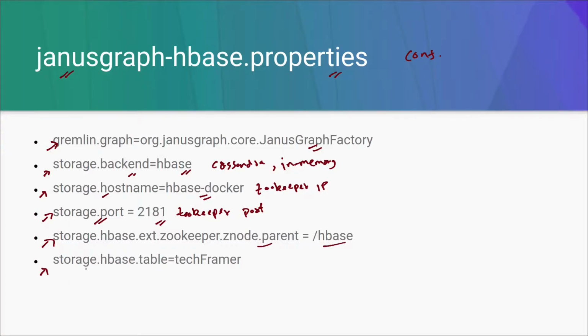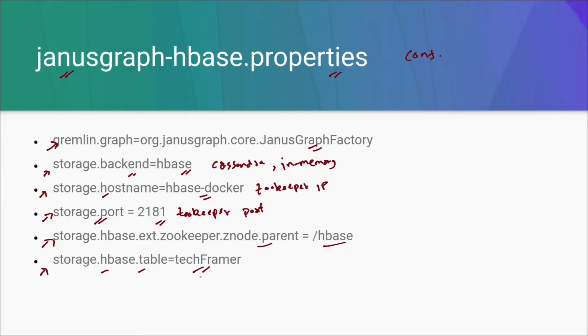In the last property, we are providing storage.hbase.table. That is, here we are providing the name of the HBase table which will get created, and in this table, all the data of the graph will get stored. Here the name of the table that I have provided is techframer. Now let's move ahead and see how to create the graph using all these properties.